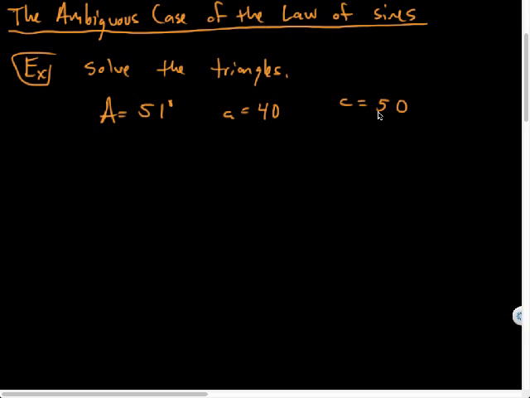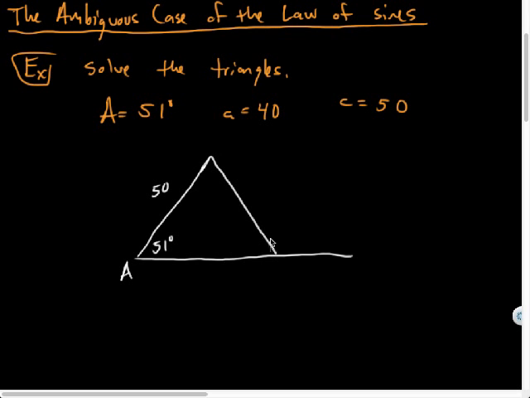Now I'm going to try to draw a really good picture of this, a big picture. 51 degrees is a little bit bigger than 45 degrees, so here's my angle A, 51 degrees, something like that. The adjacent length would be 50. And then I've got this 40 hanging out, and I'm anticipating that this is going to be a two triangle situation.